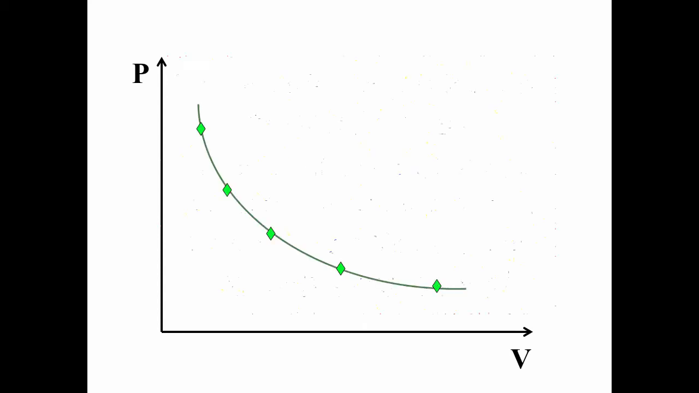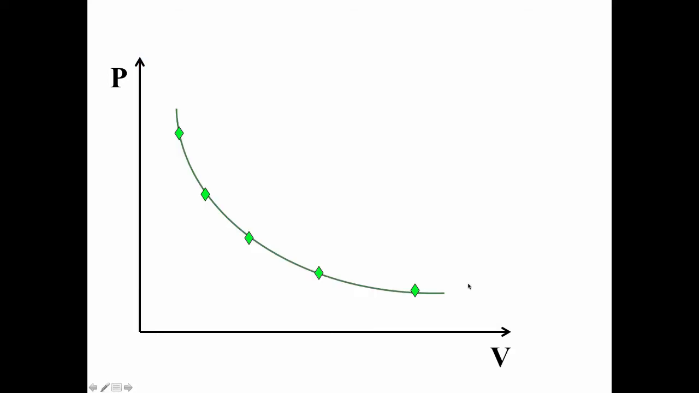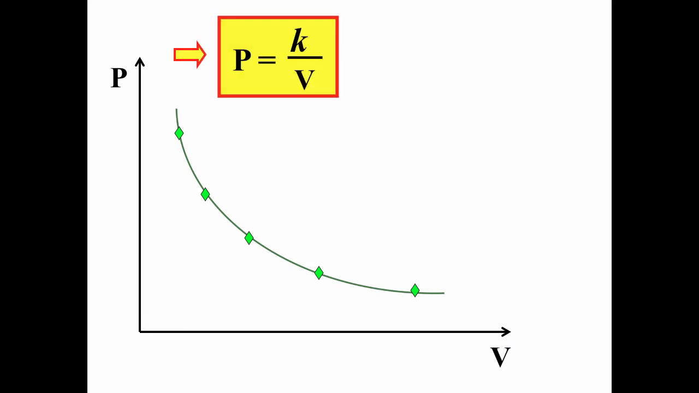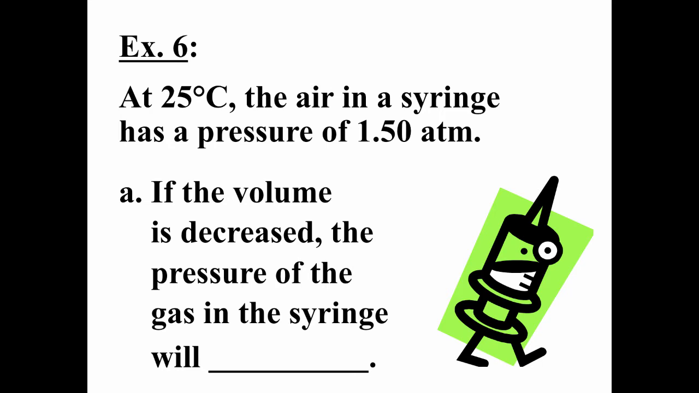If we go through this process and note the mathematical relationship, it's called Boyle's law, and it states that for a fixed amount of gas at a constant temperature, the pressure and the volume are inversely proportional. How we can write this is P equals some constant K over V, or P times V is equal to the constant K. So pressure times volume for state 1, P1 V1, equals pressure times volume for state 2, P2 V2.